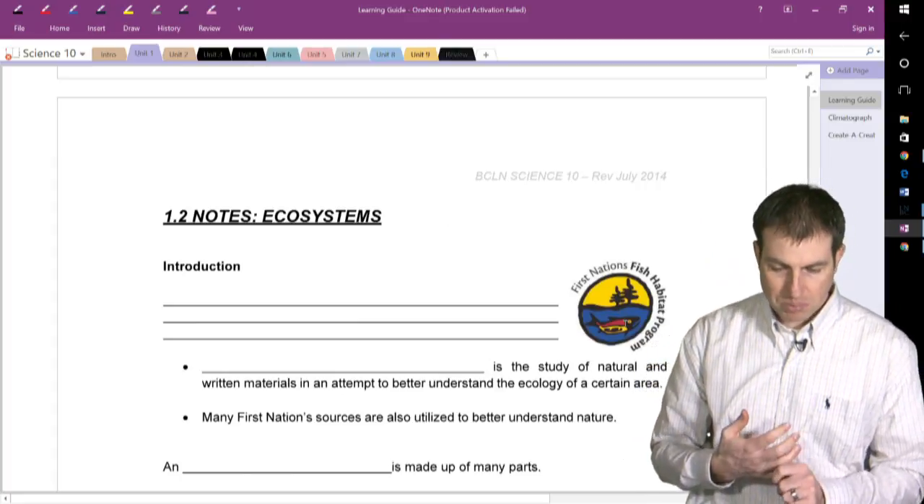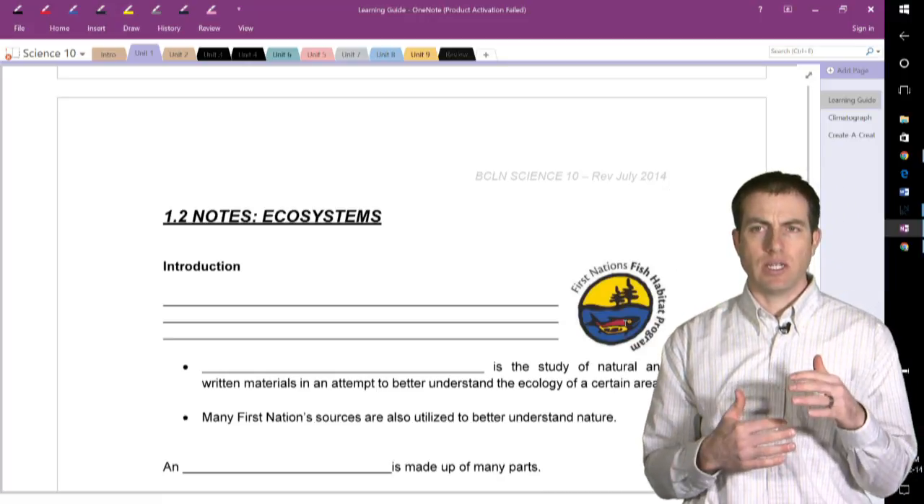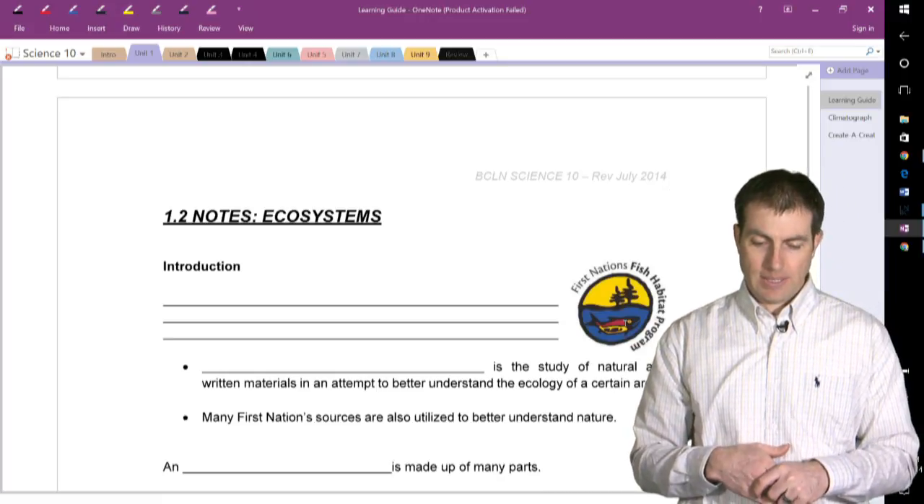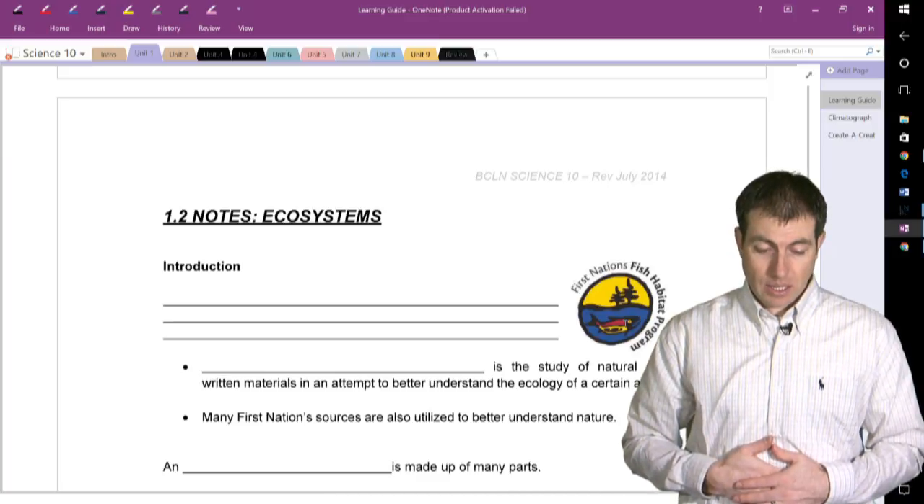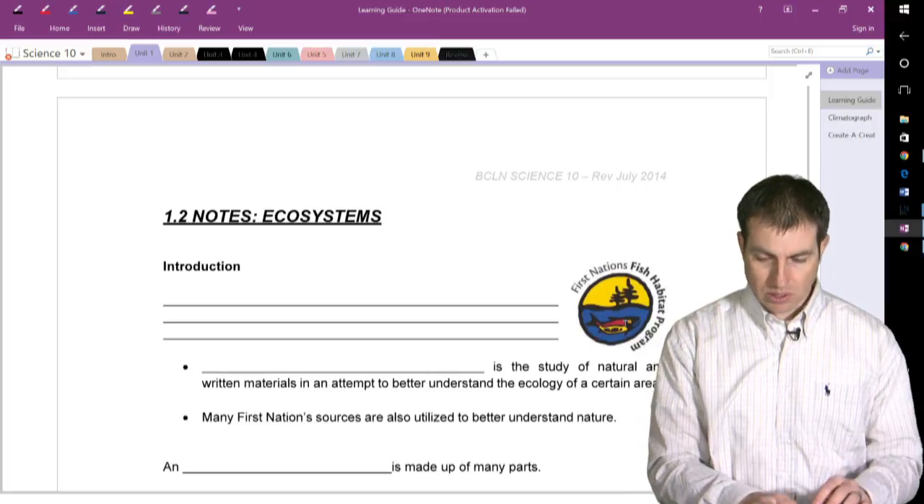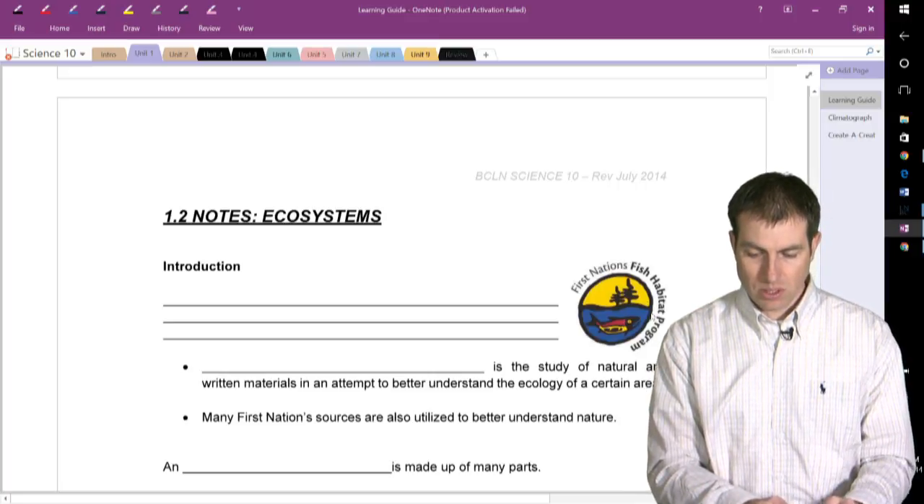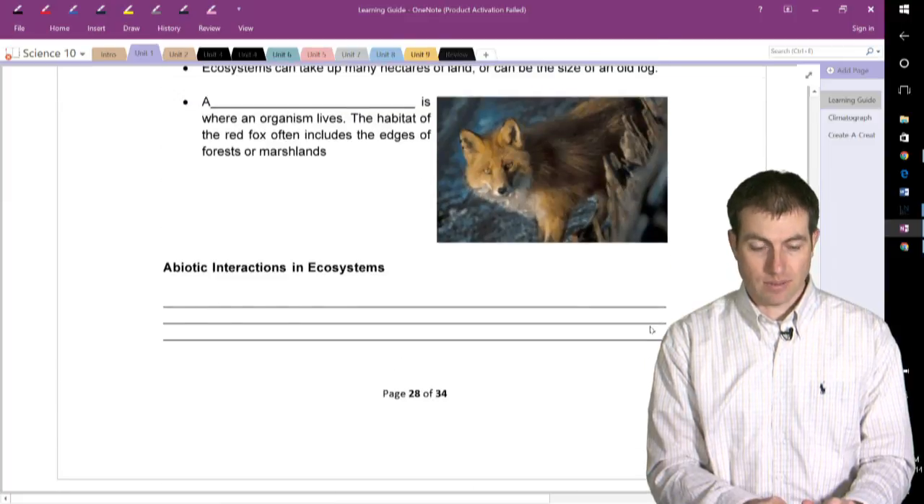Ecosystems. Can somebody put into chat what page that starts in your learning guide? I took some stuff out of the learning guide to make it a little bit different, to take the climatograph out of the learning guide. It used to be built in. 24. Does anyone disagree with page 24 in your learning guide? My learning guide is probably, yeah, so mine's 28.